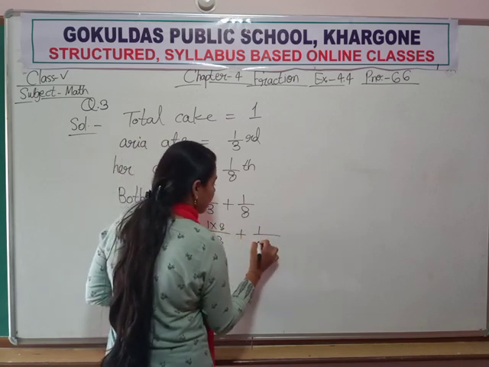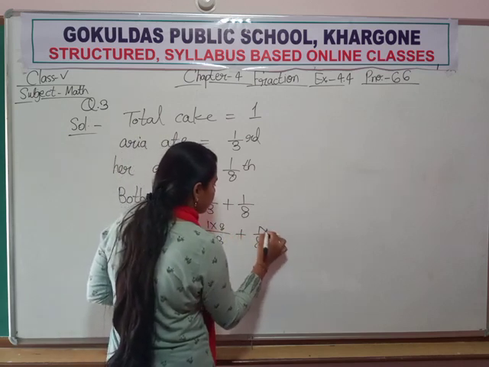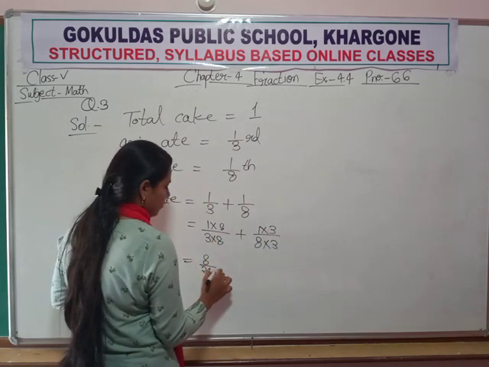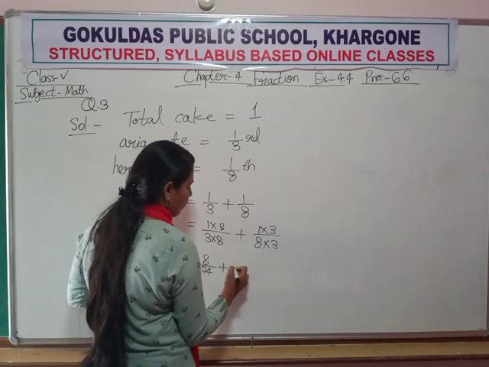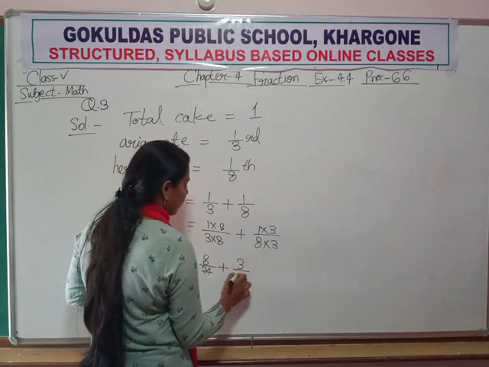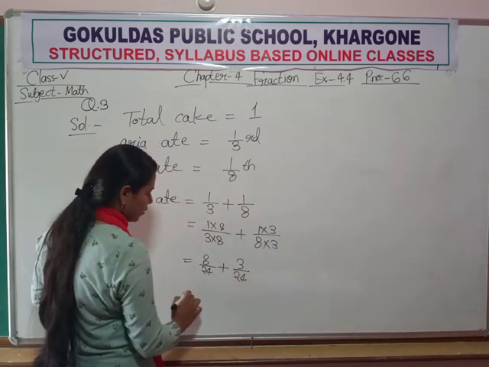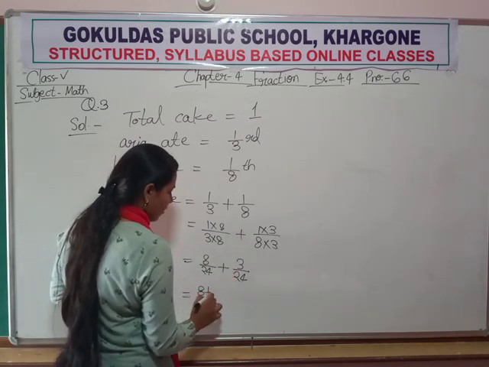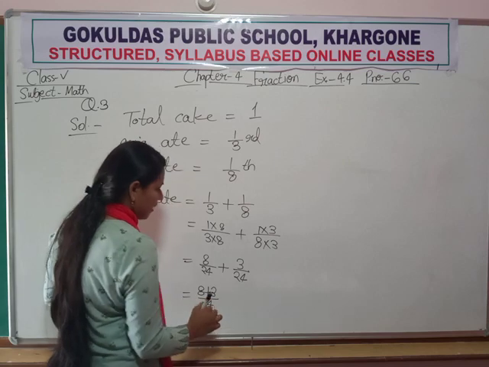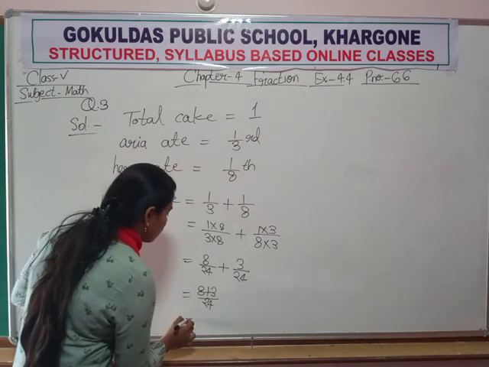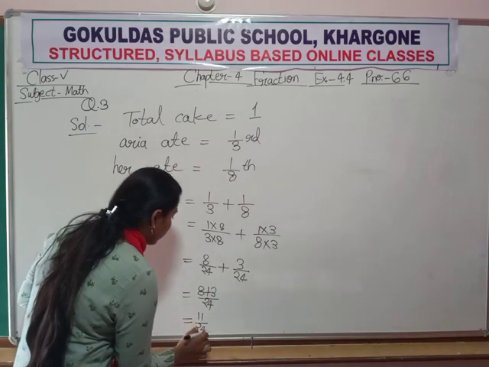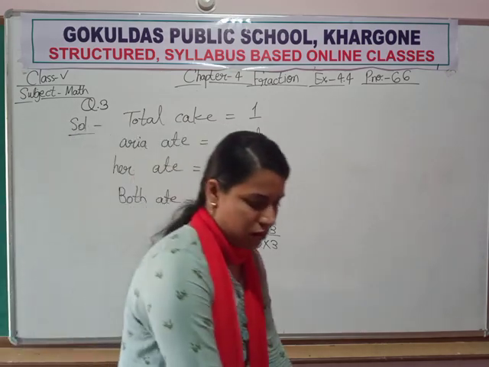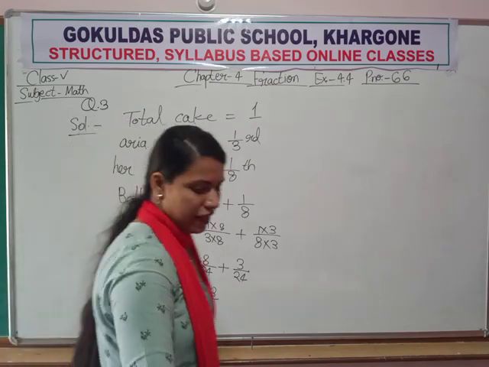So I am converting them into like fractions. 1 into 8 is 8. 3 into 8 is 24. 1 into 3 is 3. 8 into 3 is 24. Now they are like fractions, so we can directly add: 8 plus 3 upon 24. 8 plus 3 is 11. So 11 upon 24. They ate 11 upon 24 of the cake. This much they ate.